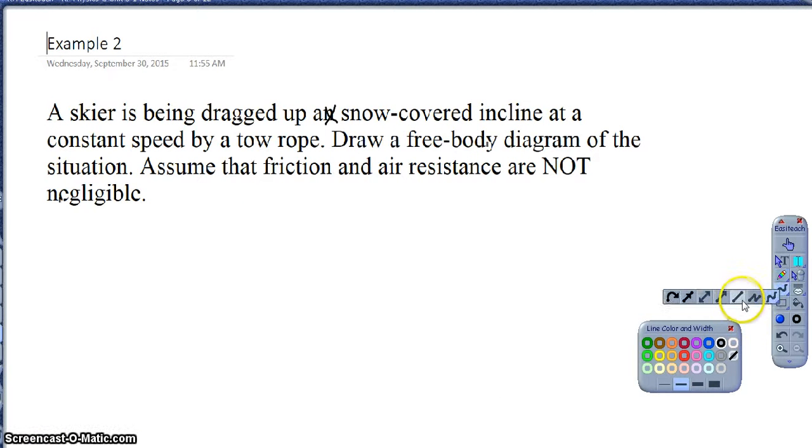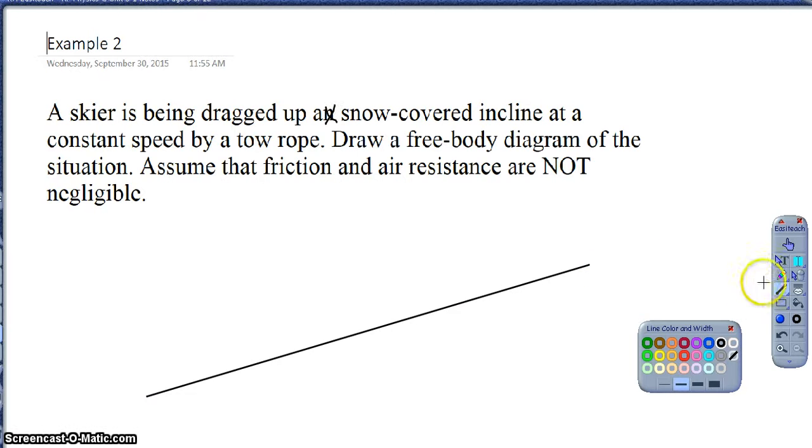So question 2 here is a good example of a free body diagram, and there are some specifics I want to make sure we're all comfortable with, because looking at the key from last year's test, I noticed they had a few specific points that they either awarded or deducted based on these free body diagrams. So let's think about all of the forces that would act on this skier as they're being dragged up the incline. First and foremost, I know it's a constant speed, which tells me the net force is 0.